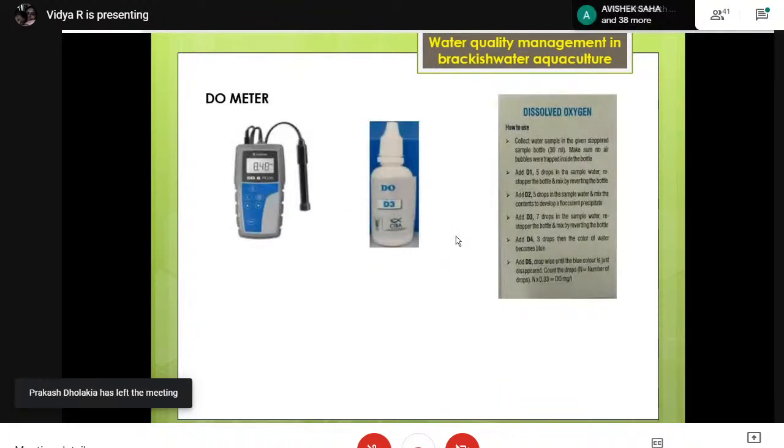And how can we measure the dissolved oxygen? We can use an automatic dissolved oxygen meter, and there is a titration method also. We have made a kit based on that. It's based on the Winkler method. So this is available for use by the farmers.